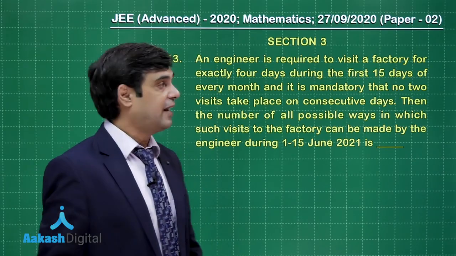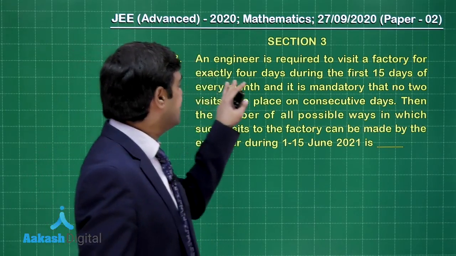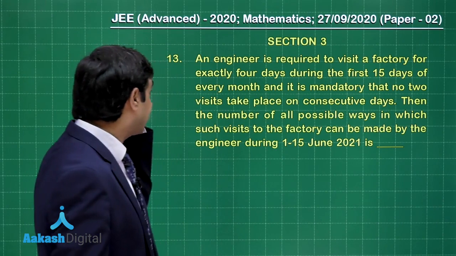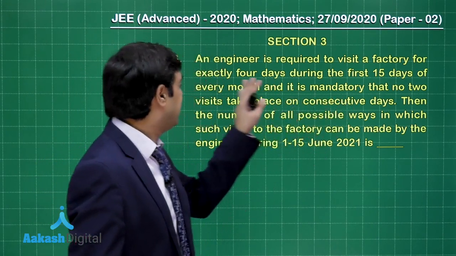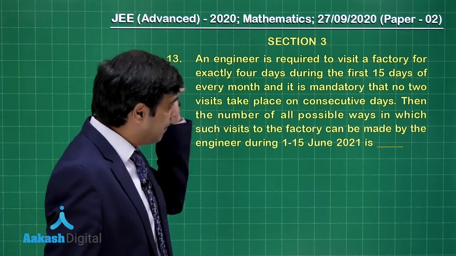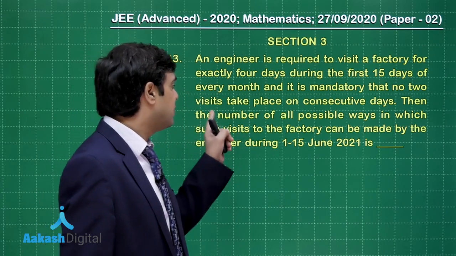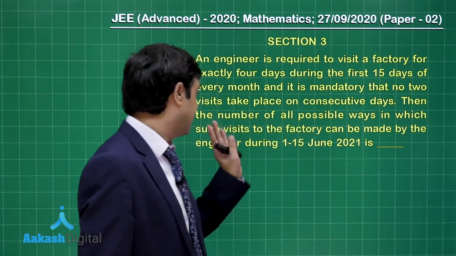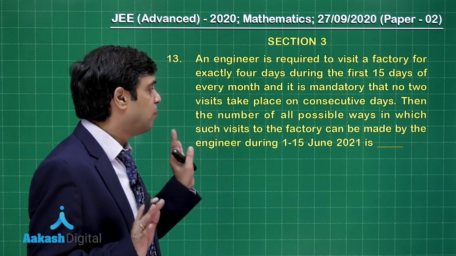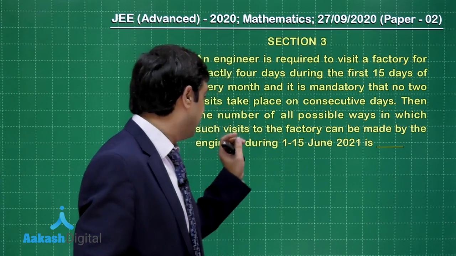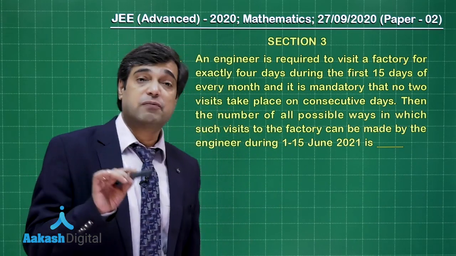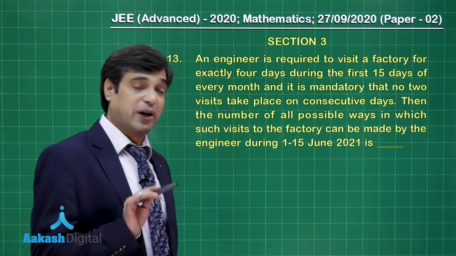Now moving forward, let's take up the next one. An engineer is required to visit a factory for exactly 4 days during the first 15 days of every month, and it is mandatory that no 2 visits take place on consecutive days. Then the number of all possible ways in which such visits to the factory can be made by the engineer during 1 to 15 June 2021.